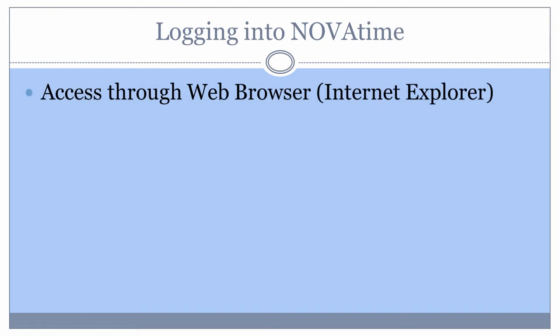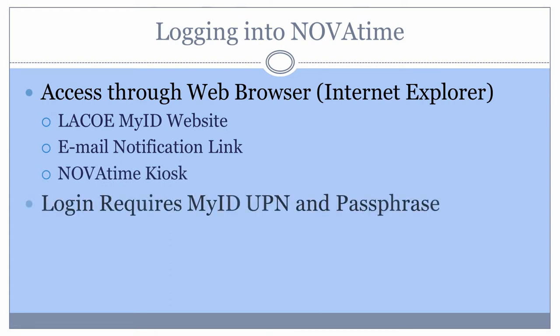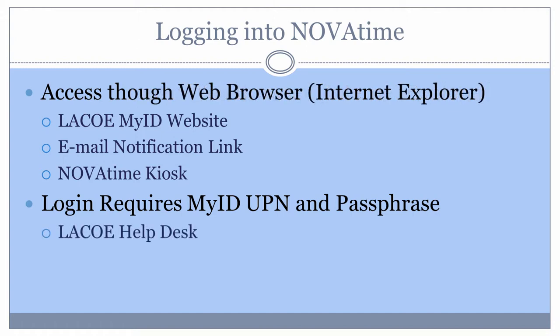NOVAtime can be accessed through a web browser, such as Internet Explorer, by three main avenues: through the LACOE MyID website, a direct link in an email notification, or using a kiosk system. All three methods require your MyID UPN and passphrase for authentication.